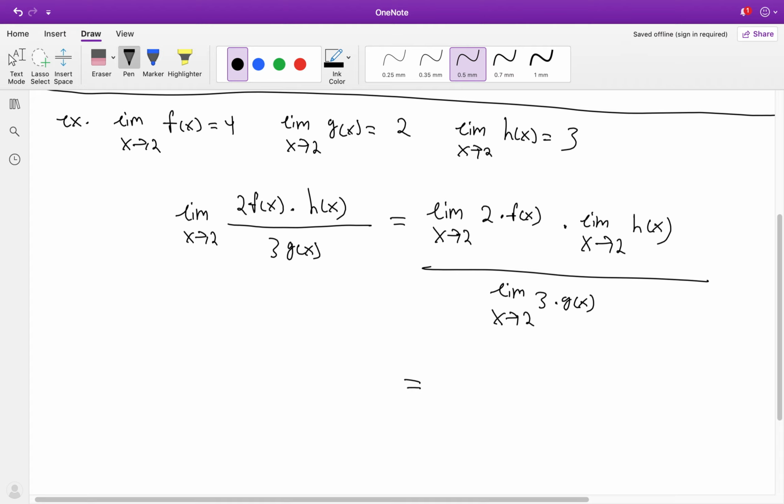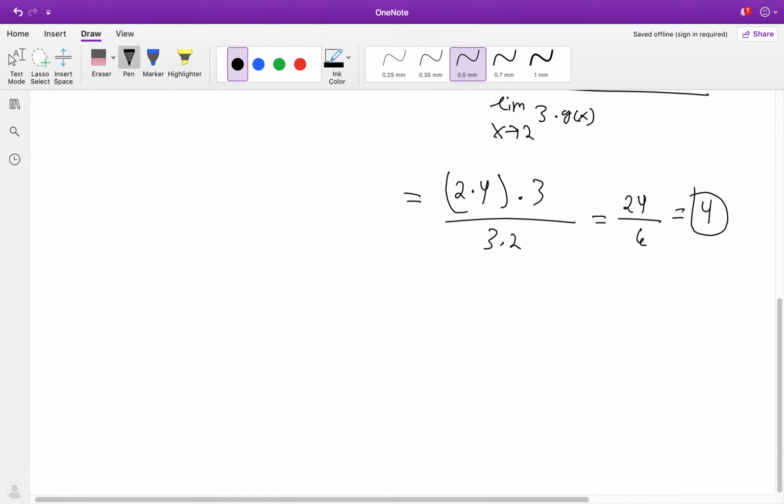So f of x is 4, so 2 times 4. And then the limit as x approaches 2 of h of x is 3. And then the limit as x approaches 2 of g of x is 2. So 3 times 2. So on the top we'll get 24 divided by 6. And so our final answer will be 4. So that's a kind of problem you can expect to see on your assignments.